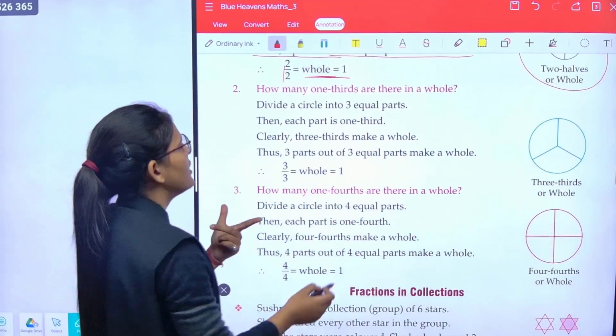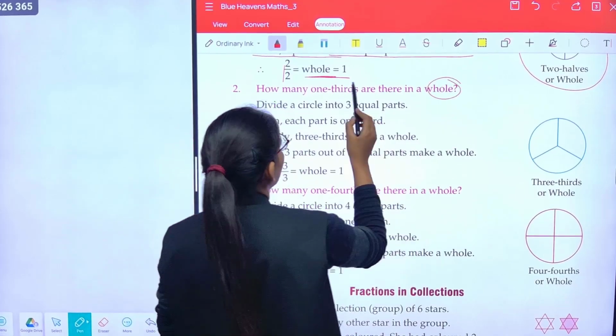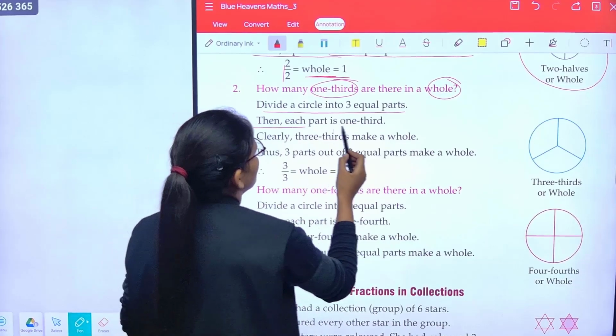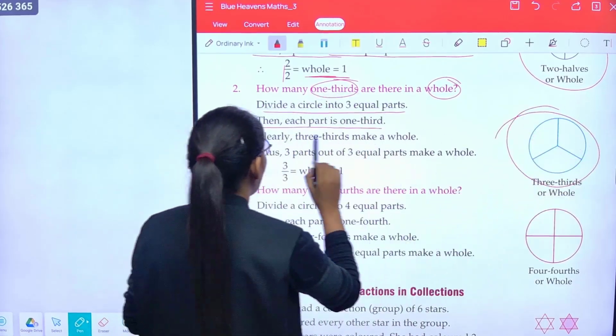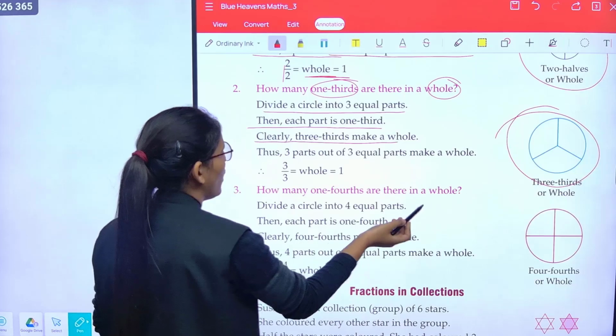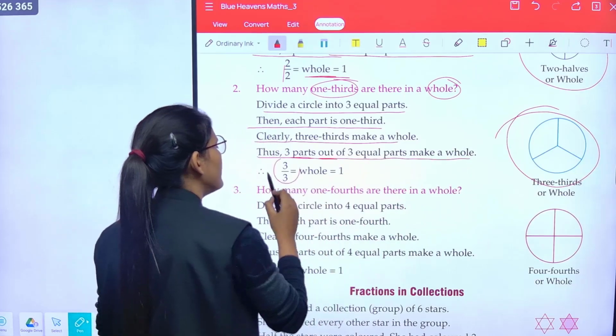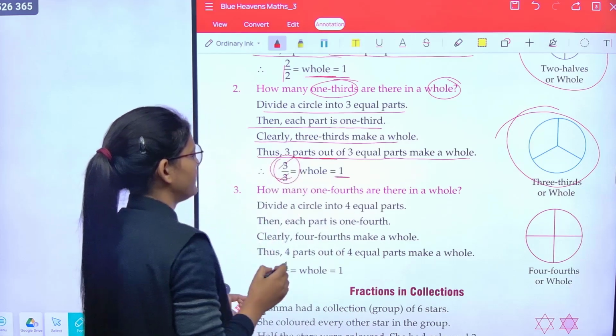Now how many 1/3s are there in a whole? Divide a circle into 3 equal parts like this. Then each part is 1/3. Now clearly 3/3 make a whole. Thus 3 parts out of 3 equal parts make a whole. 3 divided by 3 is equal to 1.